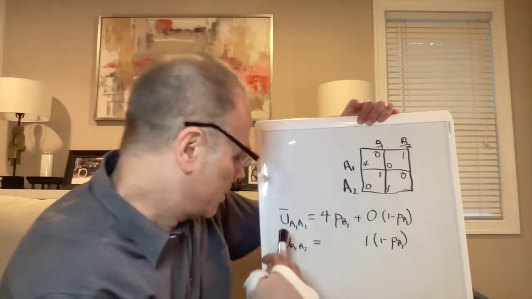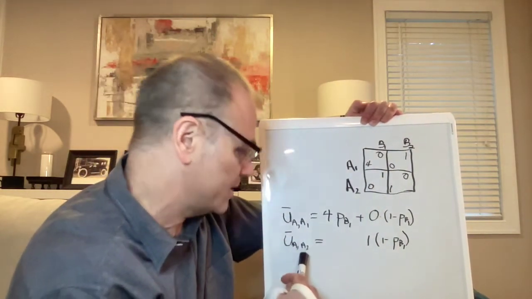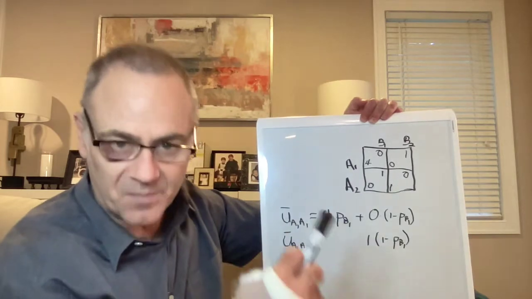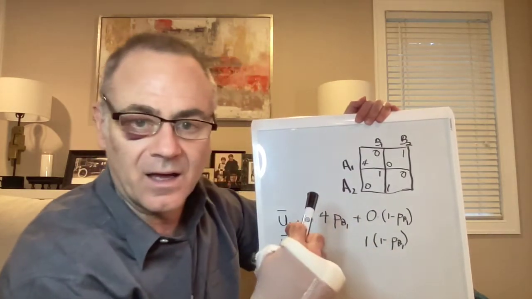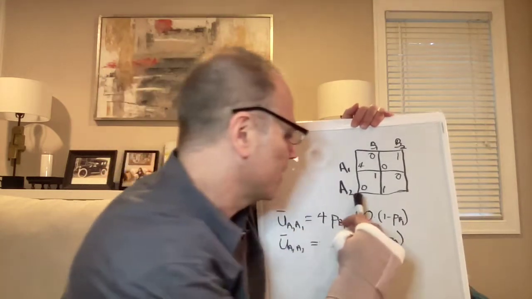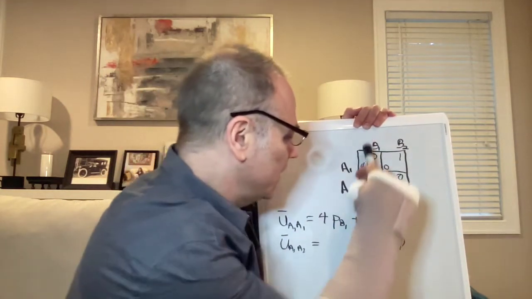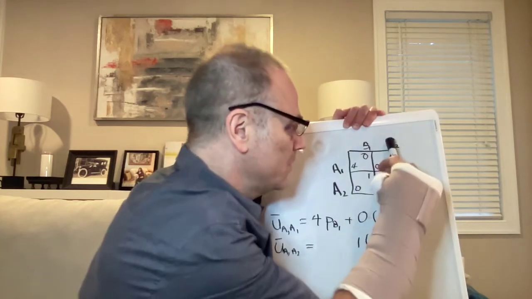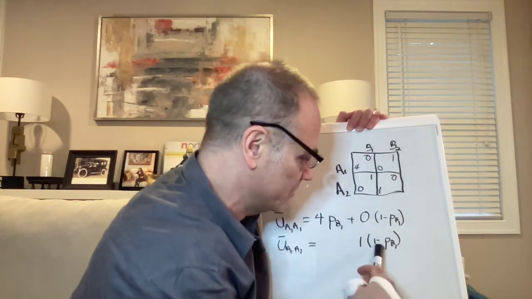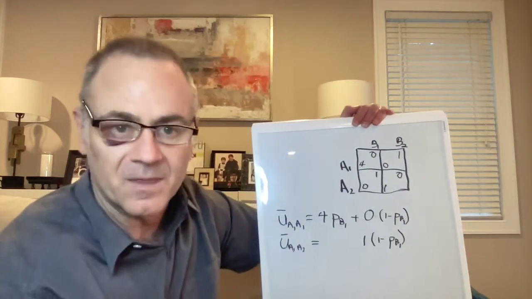4PB1. Now U bar of A2: the expected utility from playing action A2 is PB1 times 0, so it's 0, plus 1 times PB2, and PB2 is just 1 minus PB1. Okay, so we got that.